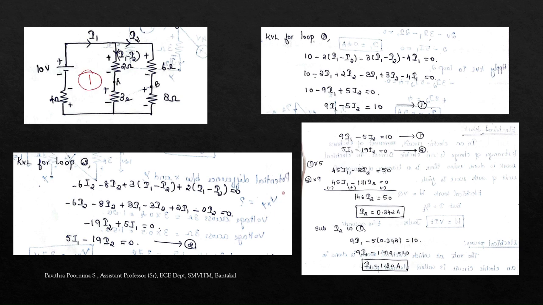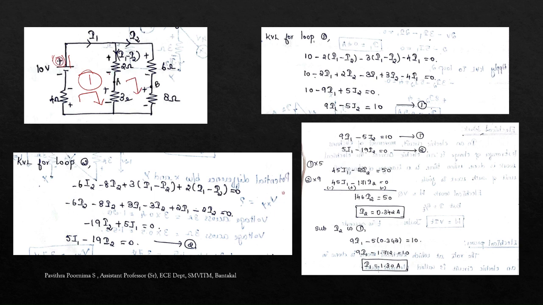So this is the first loop. I'm going to write the KVL for the first loop. When you write KVL, you can consider either the first sign or the second sign, but it should be the same for the other elements too. I'm going to consider the second sign in this direction.